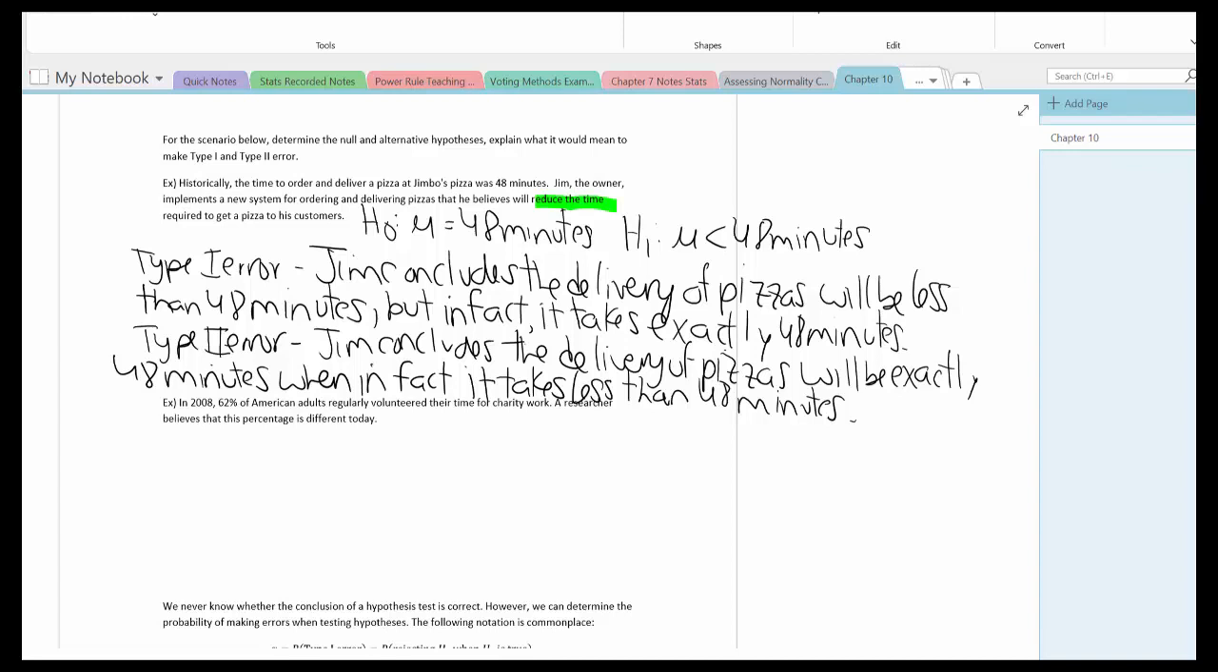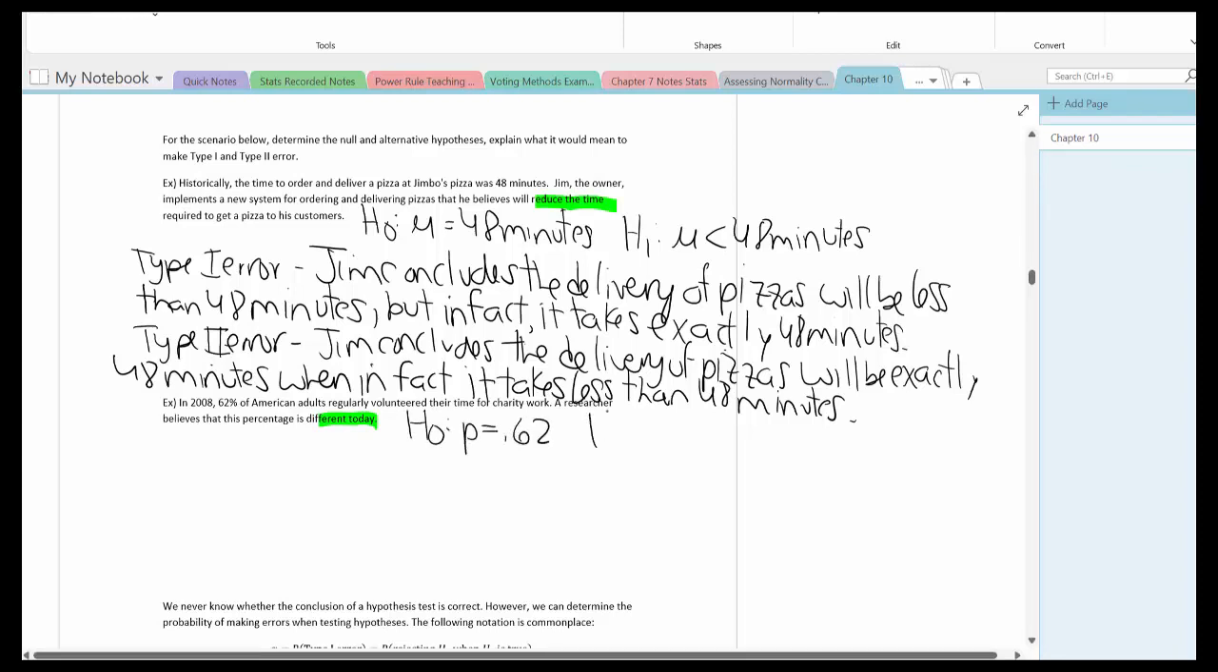Let's take a look at another example. In 2008, 62% of adult Americans regularly volunteered their time for charity work. A researcher believes the percentage is different today. We've already done this prior to, so again, I'll write out the null and alternative hypotheses. Stop the video and write out what you think the type 1 and type 2 error would be for this problem.